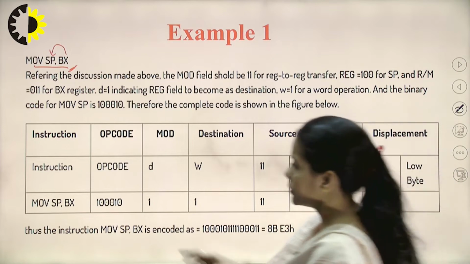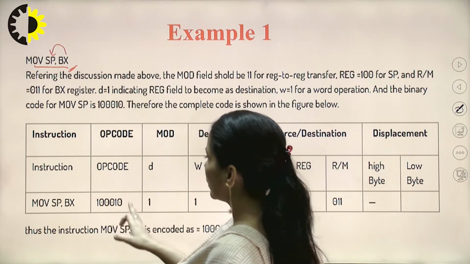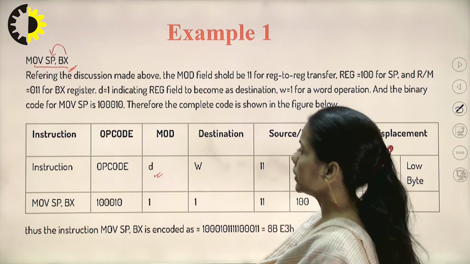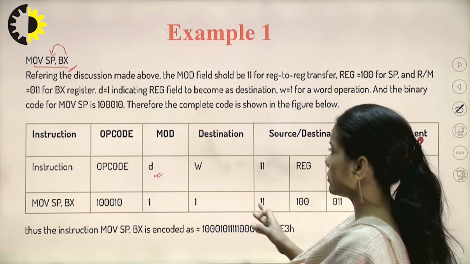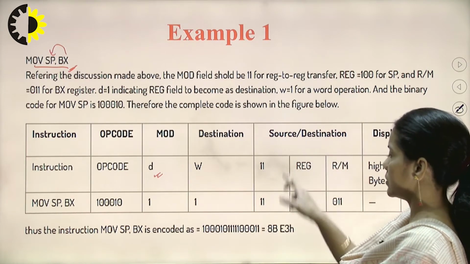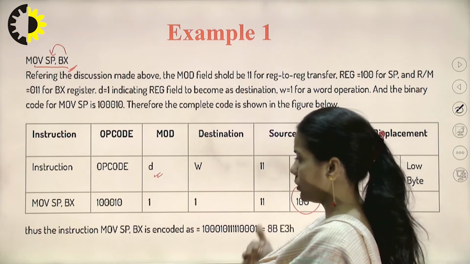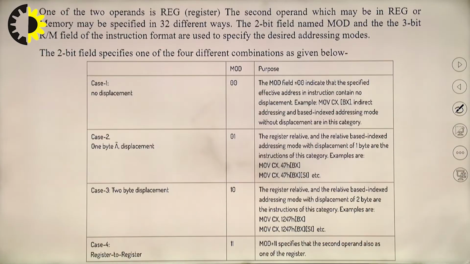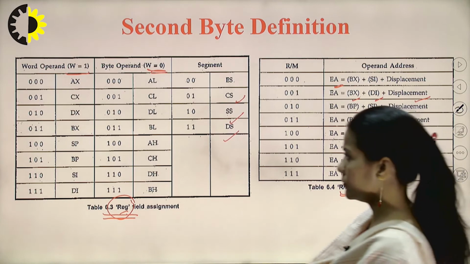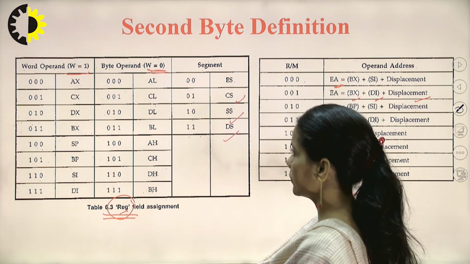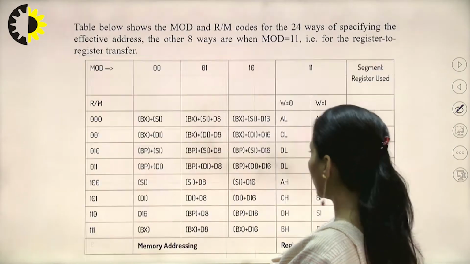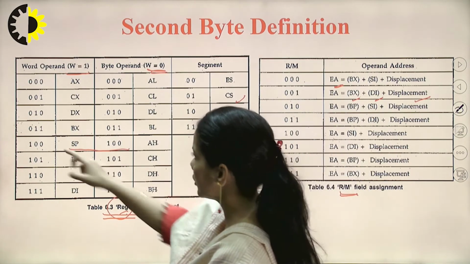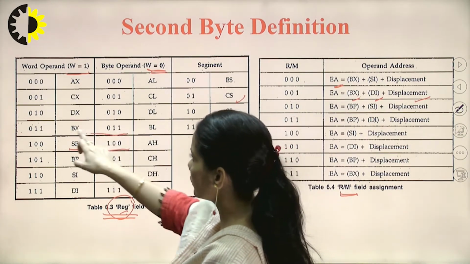So, this is the instruction, this is the opcode. So, 100010, this is the opcode. Now, the next bit is the D bit, that is, whether the register mentioned in the register field is the destination or the source. So, if we go back to the table, 100 is represented by stack pointer and 011 represents BX.